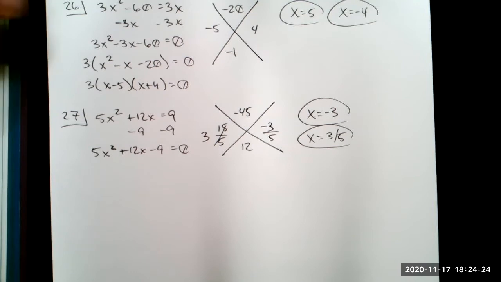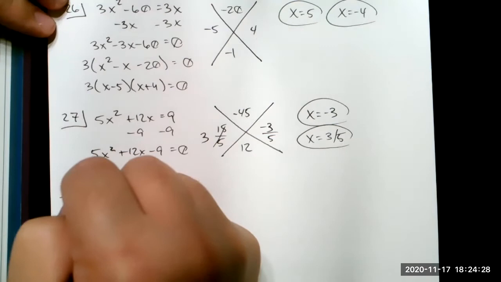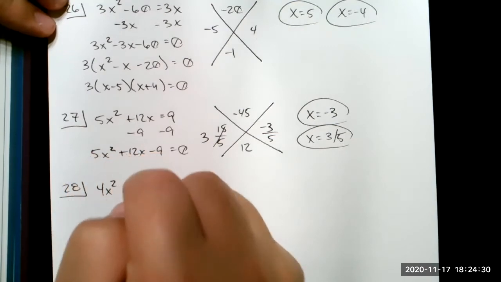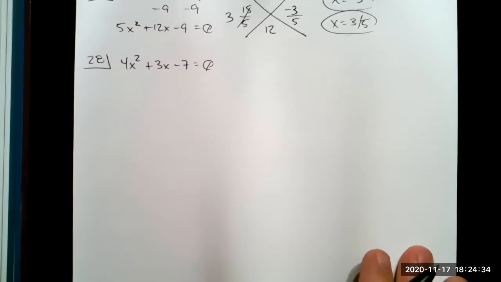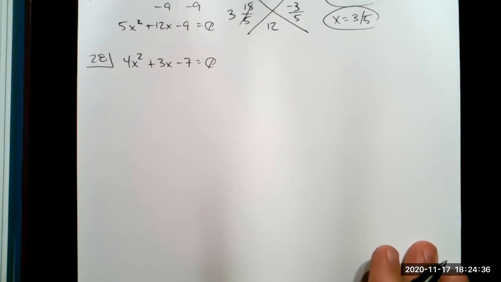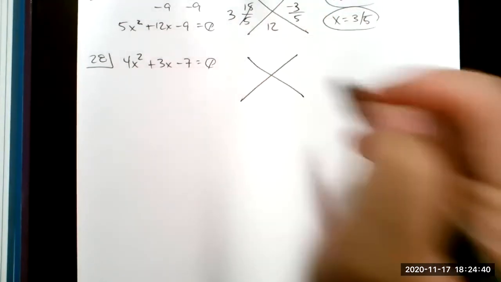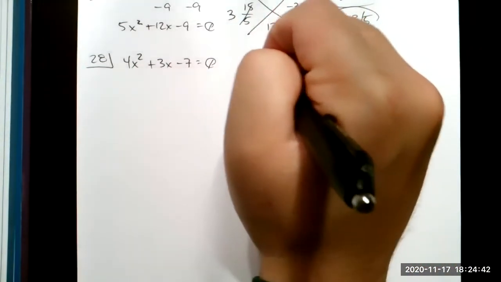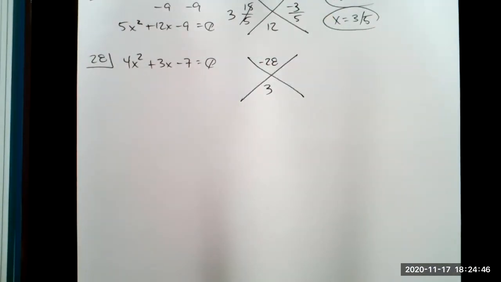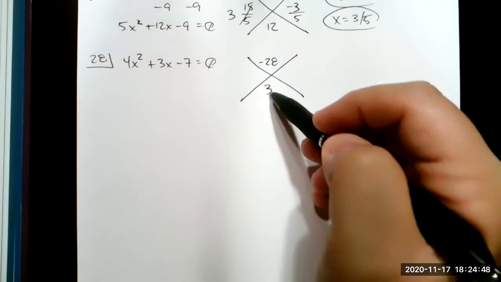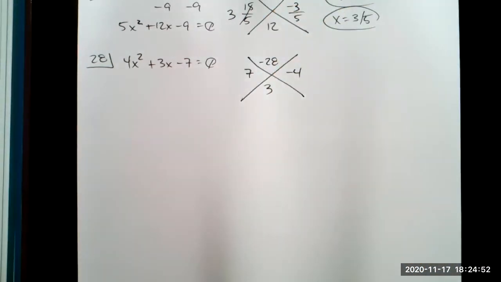All right, 28. 4x squared plus 3x minus 7 equals 0. It's equal to 0. It's in standard form. There is no GCF. A times C, that's -28. B is 3. Two numbers that multiply to -28 but add to 3, I think are going to be 7 and -4.